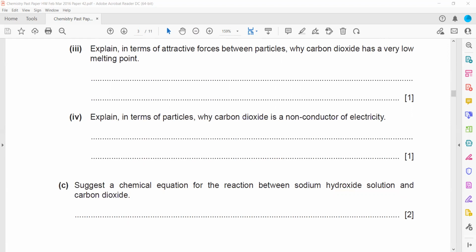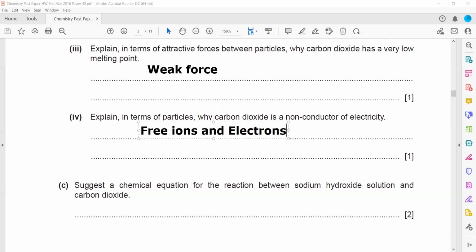In terms of particles, why is carbon dioxide a non-conductor of electricity? Conduction of electricity depends on two things: free ions and electrons. So if carbon dioxide does not conduct electricity, it means there are no free ions or free electrons. If it could conduct electricity, it would have free ions or free electrons. But as it cannot conduct electricity, it does not have any free ions or electrons. That's why it cannot conduct electricity.